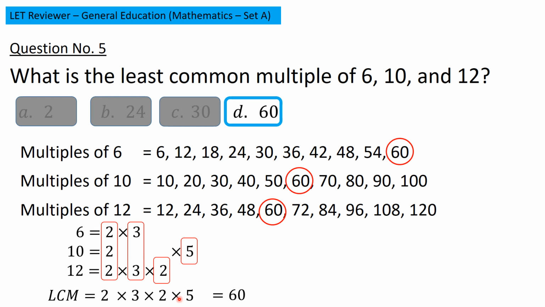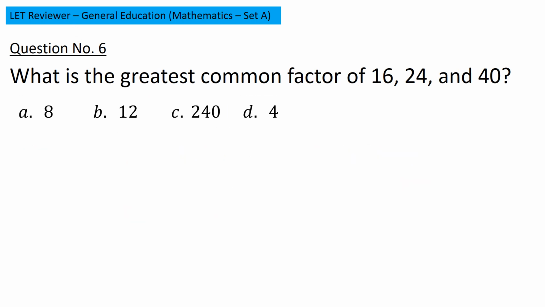So that is how we get the least common multiple. So our answer here is letter D, 60. The least common multiple. Moving on with question number 6. What is the greatest common factor of 16, 24, and 40? A. 8, B. 12, C. 240, or D. 4.